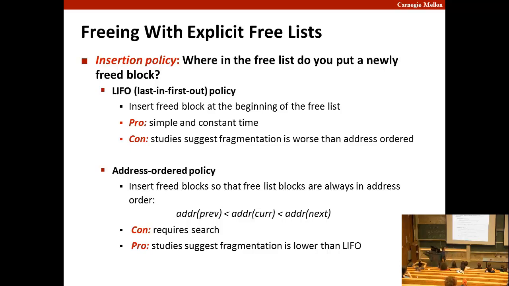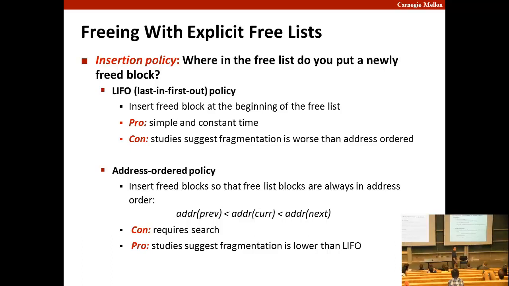An address order policy. Basically, when we free something, we look at what the address is, and we put it at that place of the list. The problem with this, right, is that you have to do a search to do that. Right? You have to walk through a list. What's good about this, right? It makes it really easy to coalesce.